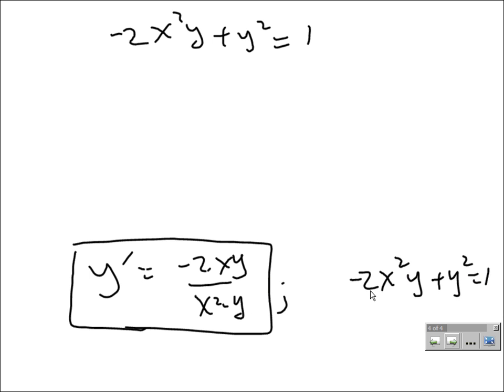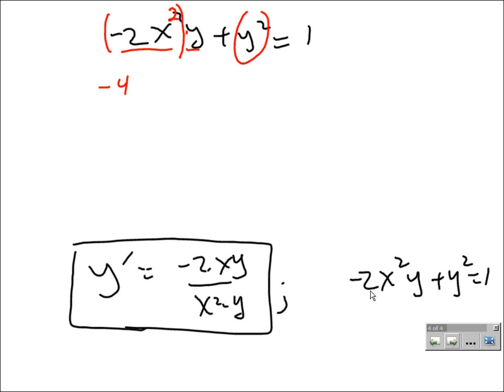Okay, doesn't want to do it. So I'm going to take the derivative and solve for y prime. The first term is a product. It's negative 2x squared times y plus y prime. So when I take the derivative of the first term, the product rule goes.